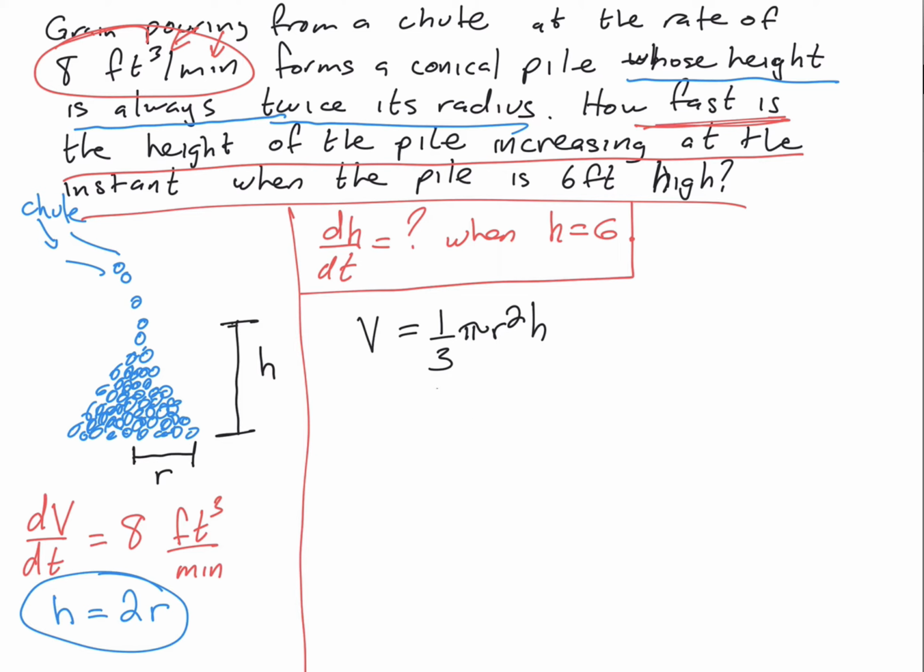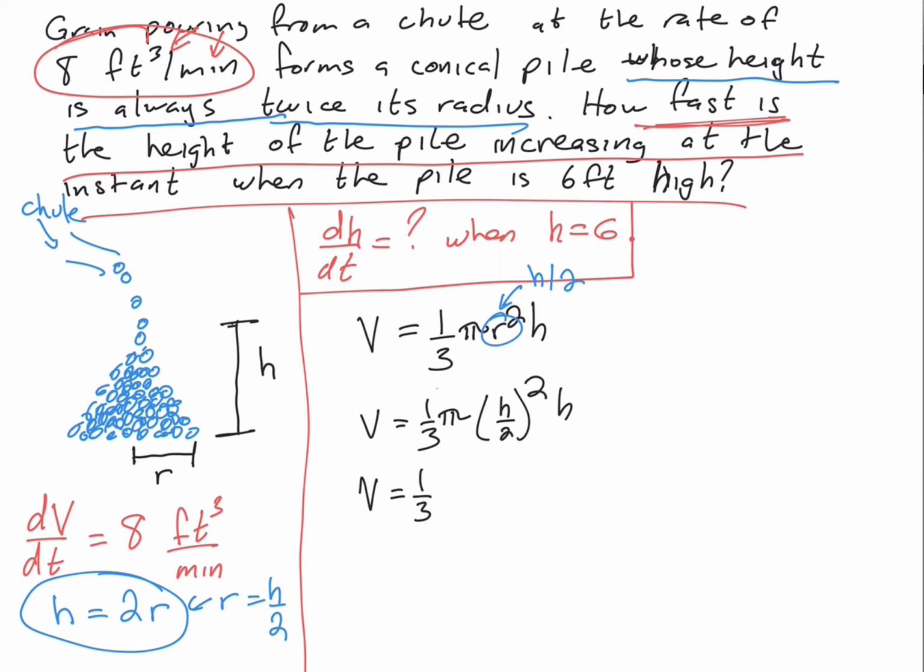So let's go back. Here I'm going to use, not H equals 2R, but instead R equals H over 2. That way I'll have only H's in there, right? Does that make sense? So I'm going to replace R with H over 2. And so then what does that look like? So that's going to be V is equal to 1/3 pi times (h over 2) squared times h.